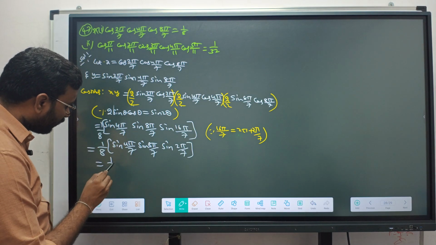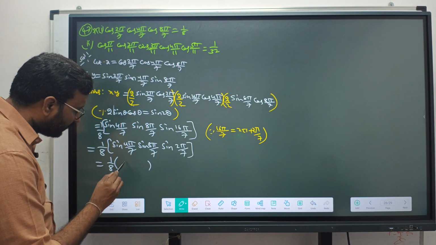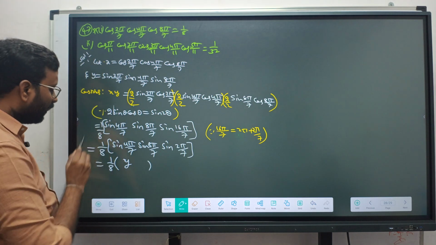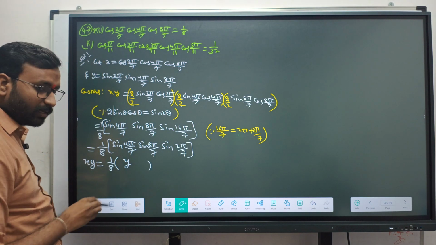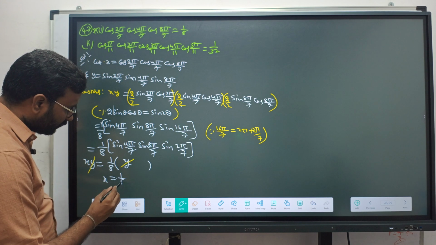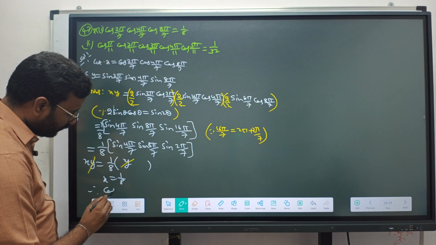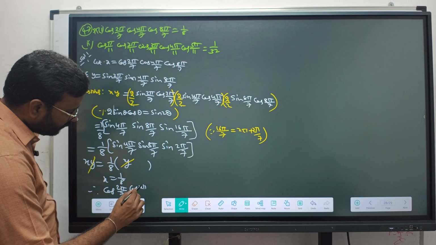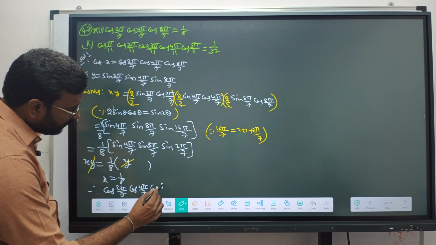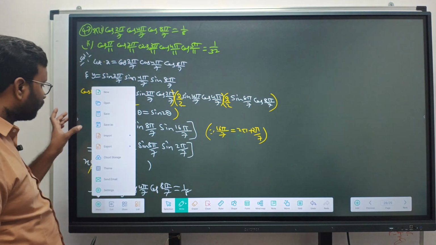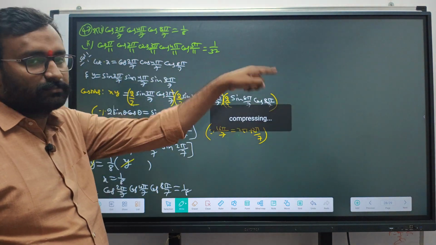This is equal to 1 by 8 into, this is clearly x or y, y. This is y, y. Already on the LHS, x y. This y, this y. So x is equal to what? Therefore, x is cos 2 pi by 7, cos 4 pi by 7, cos 8 pi by 7 is equal to 1 by 8. In the same form, you have to prove this one.